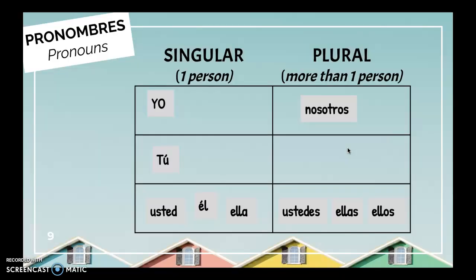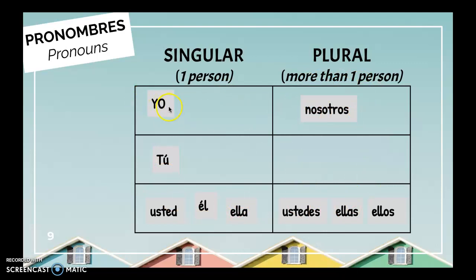Okay, so first we're going to review los pronombres. So we've got the yo, tú. These are things that you learned in 1A. We've been reviewing them a little bit here in 1B. But I like to put them in this chart. And on this side is singular, one person. And on this side is plural, more than one person.